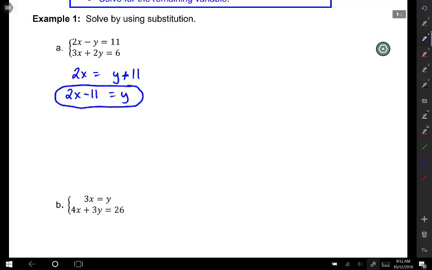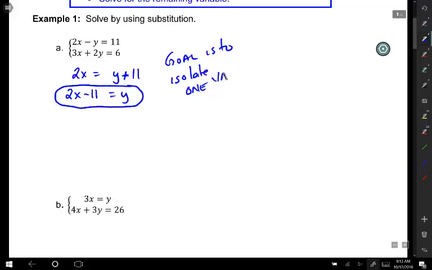Why did you move the negative 11? I did. But why the y alone? I want to get the y by itself. Okay? So let's just put it as a goal. The goal is to isolate one variable. I don't care which one it is. Could be x, could be y, could be a, if you want to be Canadian, whatever it is.